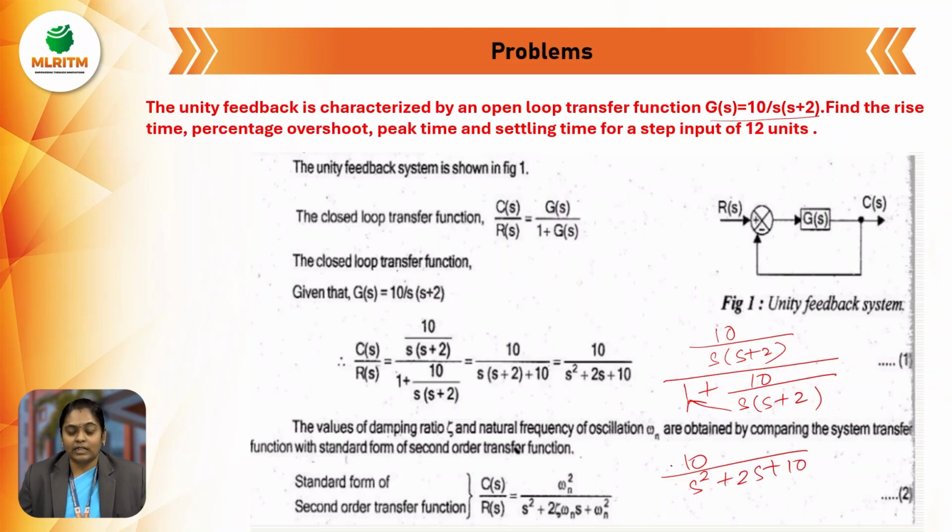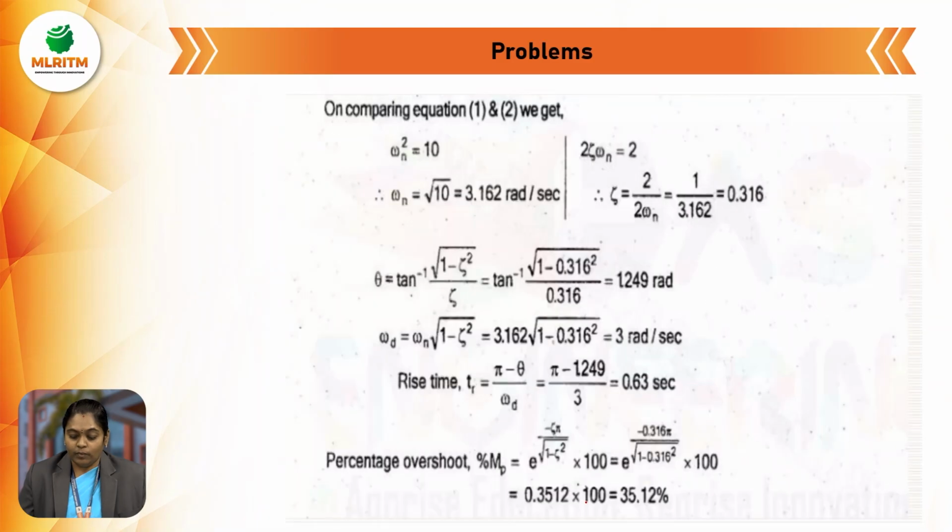Compare this with the standard second order system, comparing with omega n square. So we'll get omega n value as root 10. Similarly, we'll get a zeta value. So we got omega n, which is root 10, equal to 3.162, and zeta value is 0.316. If you observe here, the zeta value is in between 0 and 1. So we can say that this system is an underdamped system. Only for the underdamped system we are able to calculate the time domain specifications.